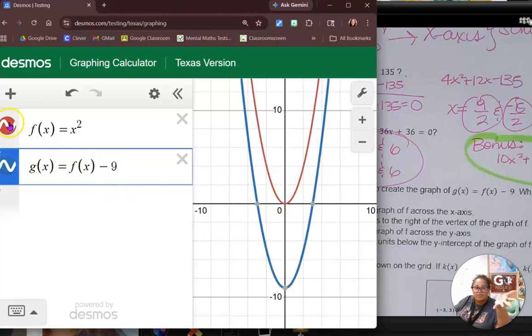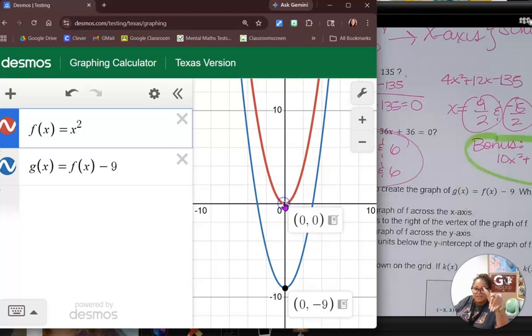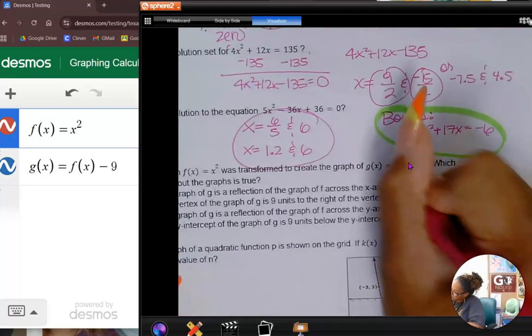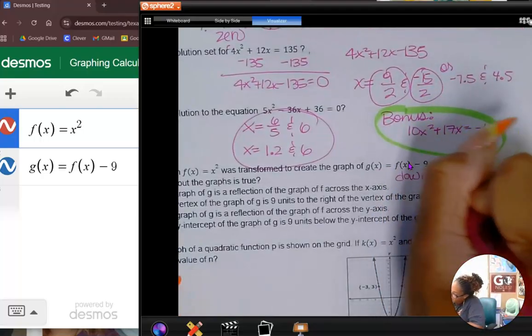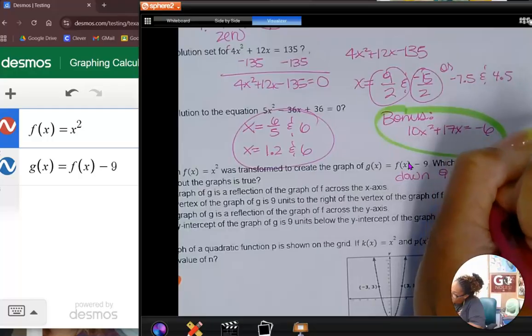So I started at the red and I ended at the blue. I ended up going down by 9 spaces. Here I started at 0, 0, then I went down the y-axis by 9. So this goes down 9 units.